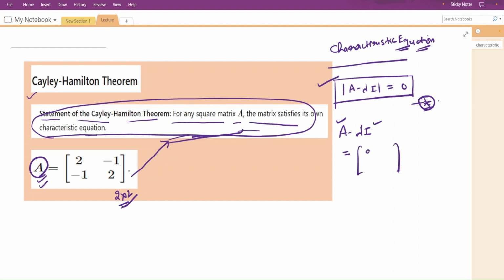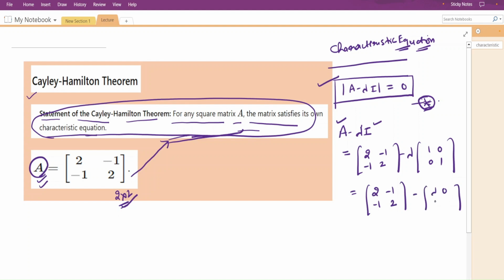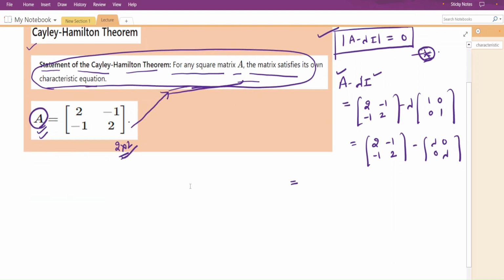It will be the matrix [2, -1; -1, 2] minus lambda times the identity matrix [1, 0; 0, 1], or it will be [2, -1; -1, 2] minus [lambda, 0; 0, lambda]. Ultimately, it is just a subtraction of two matrices. So it will be [2 minus lambda, -1; -1, 2 minus lambda]. So that is A minus lambda I.